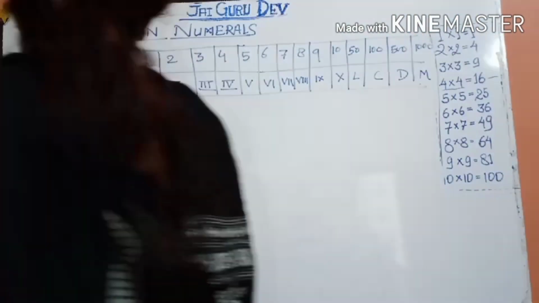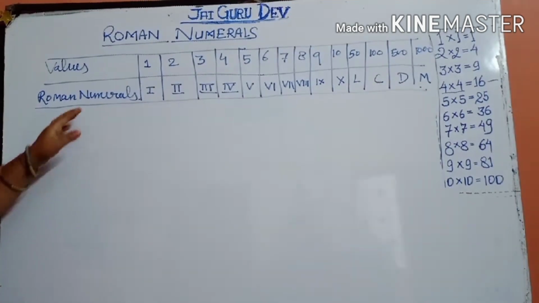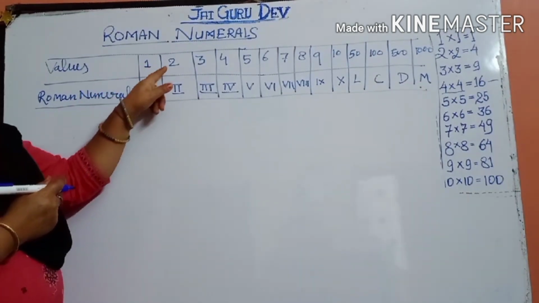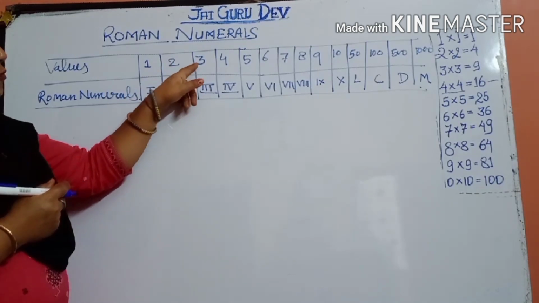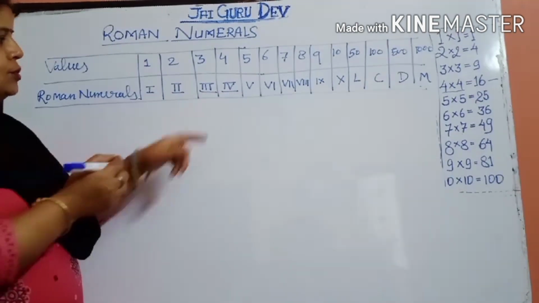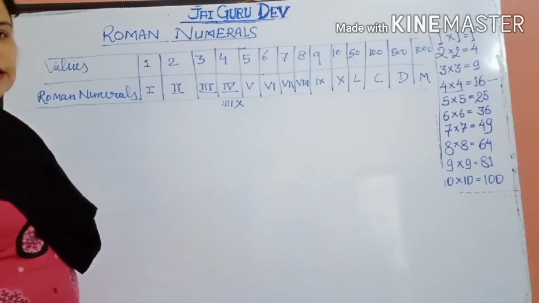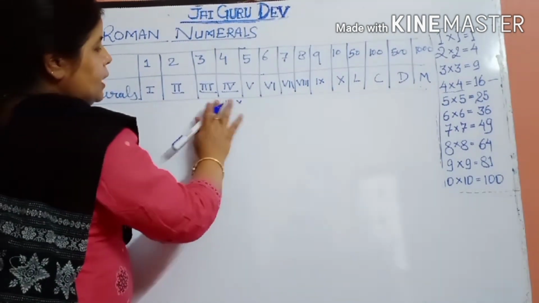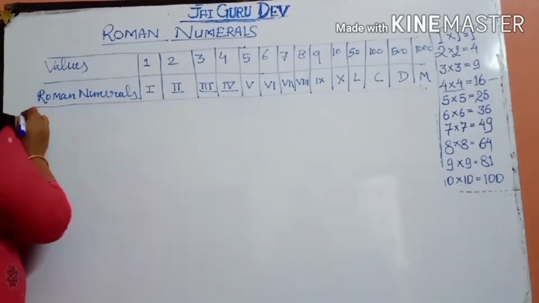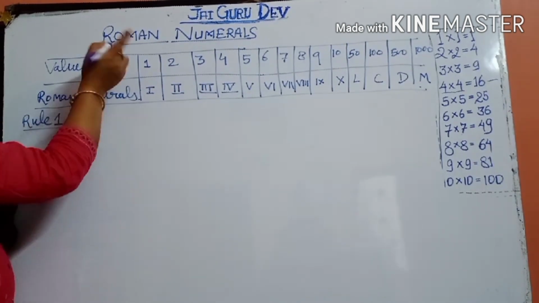You can see that for 1 we are using I, 2 times I, 3 times I, and for 4, IV. We have not used 4 times I here. It means it cannot be accepted. Then what is rule number 1? On the basis of this, some rules are formed for Roman numerals.